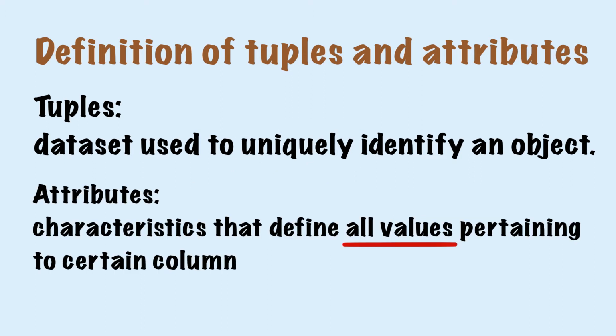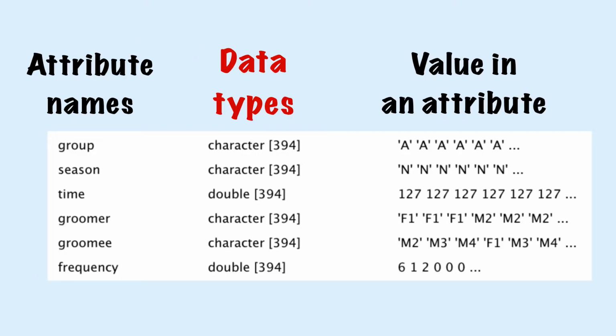The attributes, which are also columns, are characteristics that define all values pertaining to a certain column. And that's why the discussion of data type is based on attributes. To be more specific, the middle column here is the data types in programming language, but we are going to discuss data types in statistics.